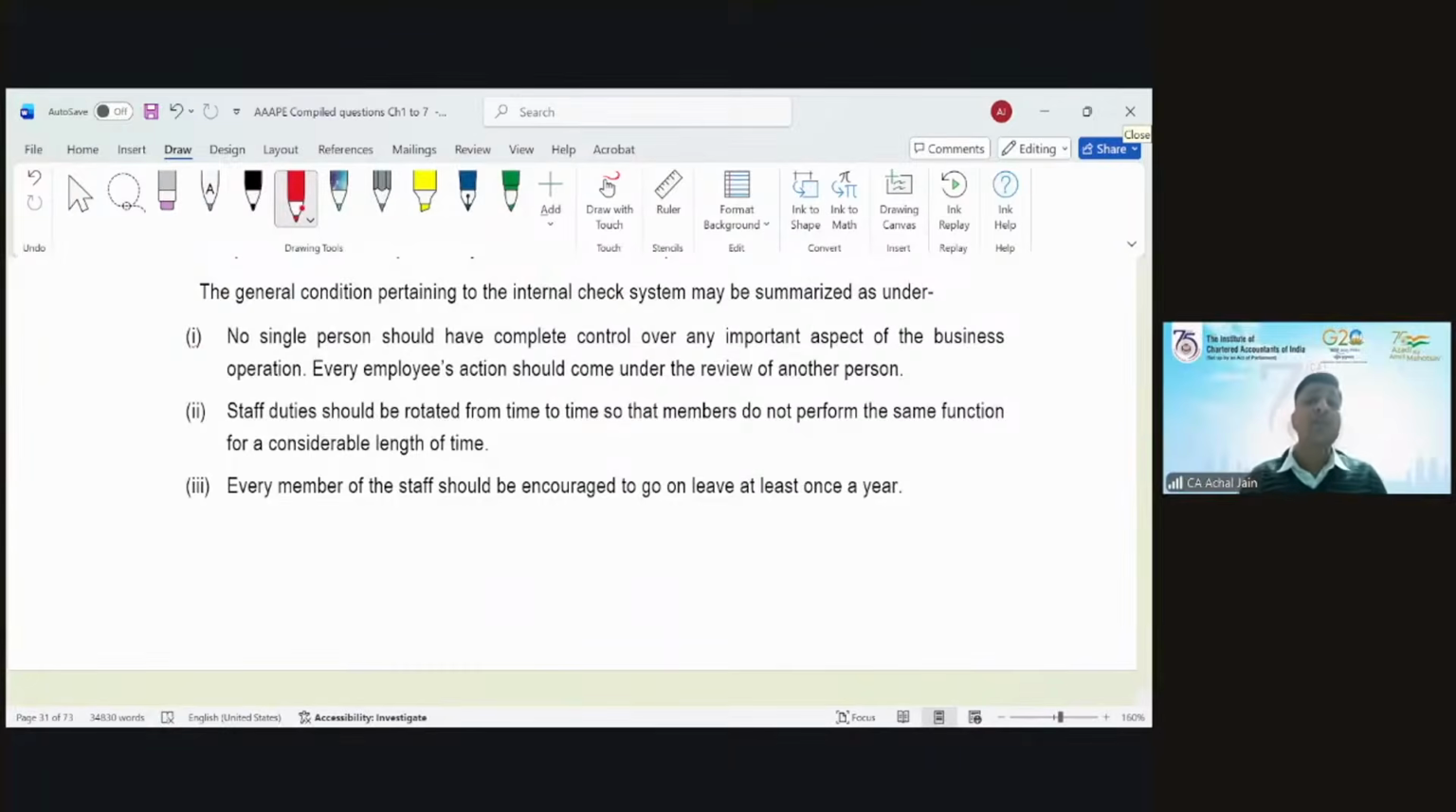Staff duties should be rotated from time to time so that members do not perform the same function for a considerable length of time. Every member of the staff should be encouraged to go on leave at least once a year. Why is this? Because when the person is on leave, the other person will come in and look at the work which this person was doing, so that if there are any wrongdoings, the other person will get to know about it.